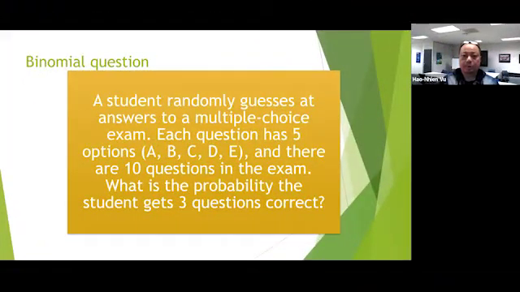Let's take this example. A student randomly guesses at answers to a multiple choice exam. Each question has 5 options, A, B, C, D, E, and there are 10 questions in the exam. What is the probability the student gets 3 questions correct? This is a binomial question because all the binomial conditions are met.